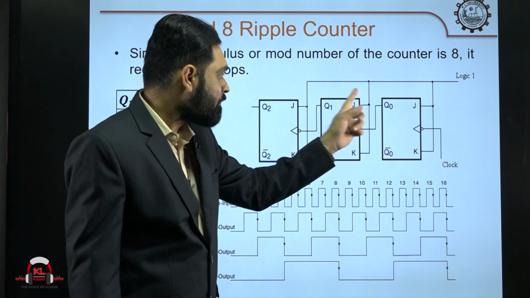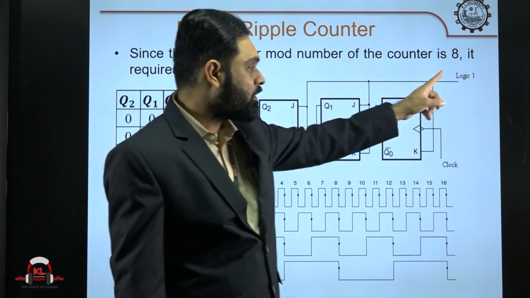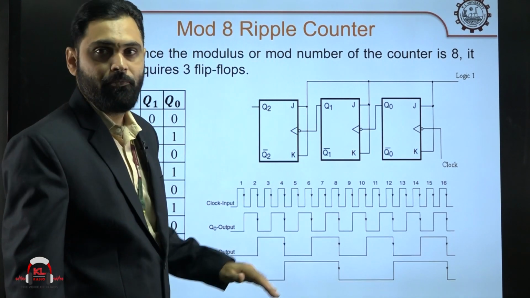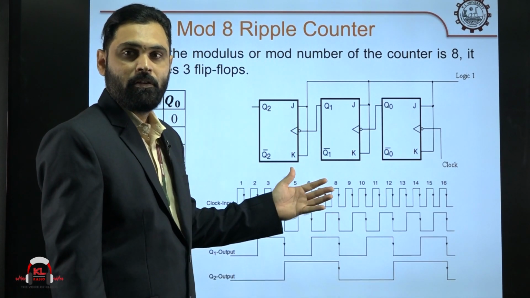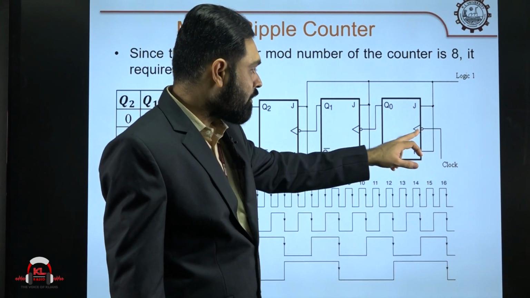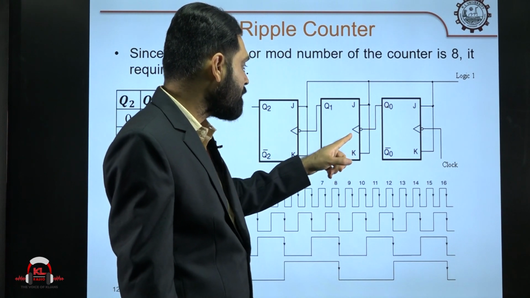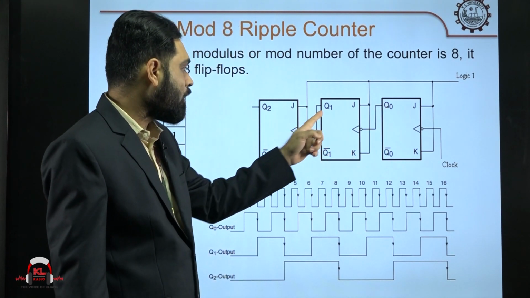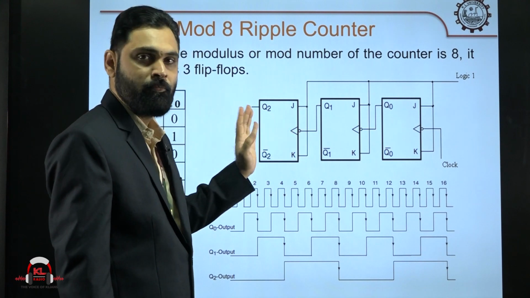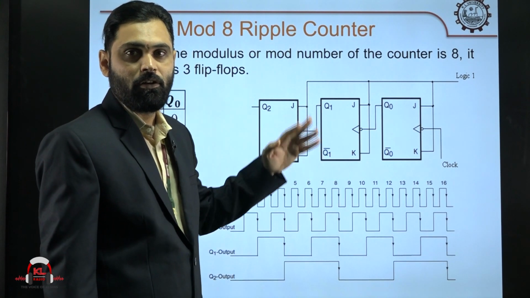In a similar way, the second JK flip flop and the third JK flip flop have their JK inputs shorted and connected to logic 1. That means all JK flip flops are operating in the toggle mode. And look at the clock that is connected here. The first flip flop is getting the clock pulse directly, but the second flip flop is getting its clock pulse from the output of the first flip flop, and the third flip flop is getting its clock pulse from the output of the second flip flop. This kind of arrangement we call an asynchronous clock.